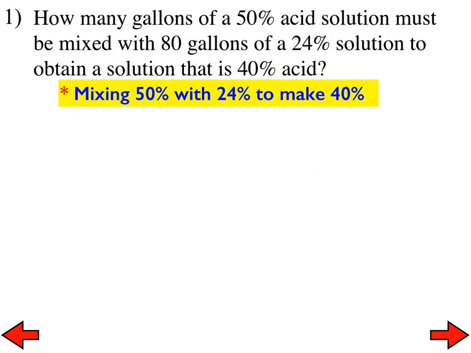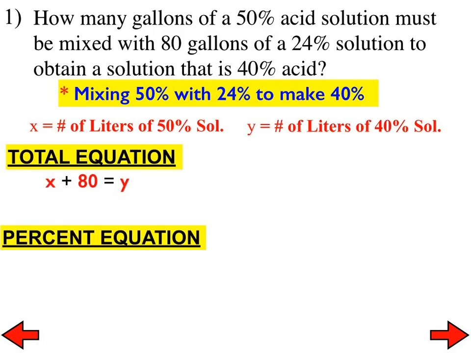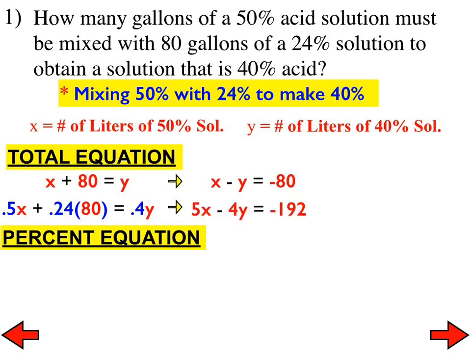I'm going to go ahead and take off my writing here. And I'm defining my variables. We already talked about what the total equation would be and the percent equation. And I went ahead and put the first equation in standard form. Same with the second equation. So I did a little bit of math there. And then I also multiplied the bottom one by 10, like I did yesterday.